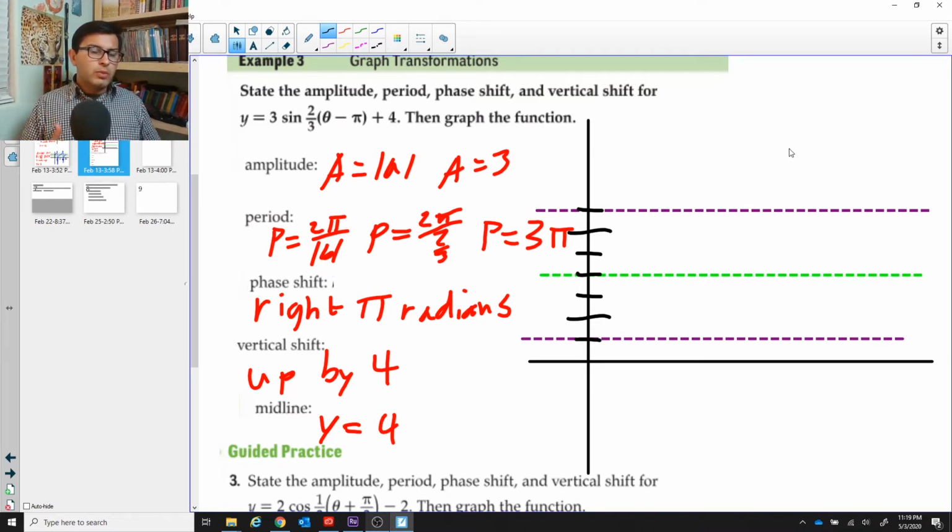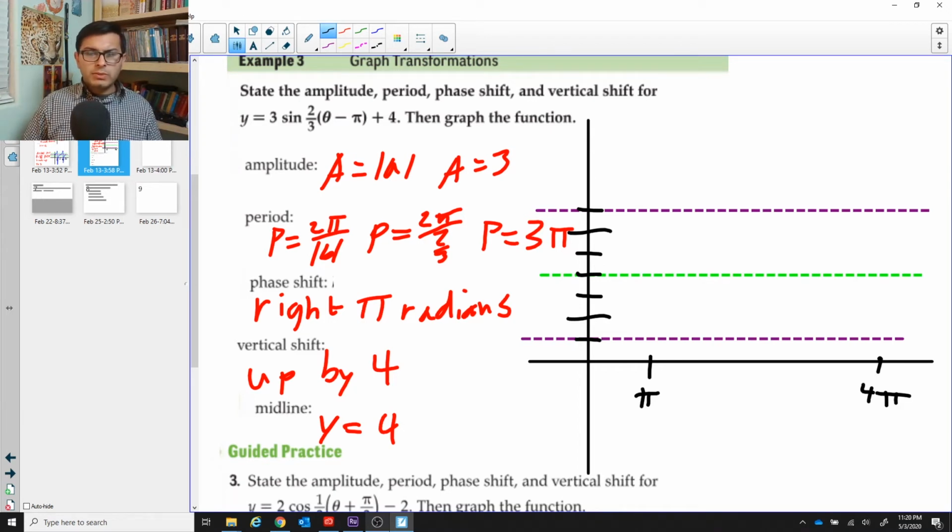Now I want to know, where does my graph start? That is going to be determined by my phase shift. So I need to start at pi, because it went to the right pi radians. We're going to say this is pi. Now my period being 3 pi, that means it's going to take 3 pi radians for the full cycle to complete. So we're going to start at pi, but we're going to go 3 pi to the right, which means we're going to end up at 4 pi.